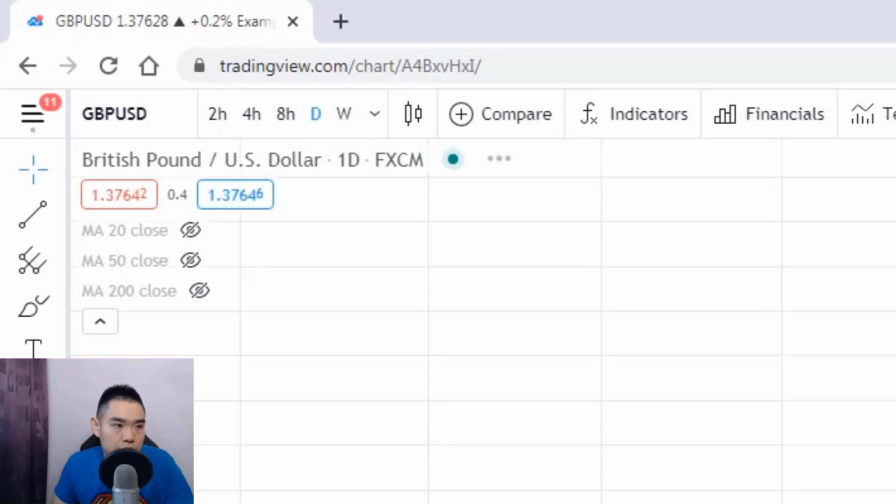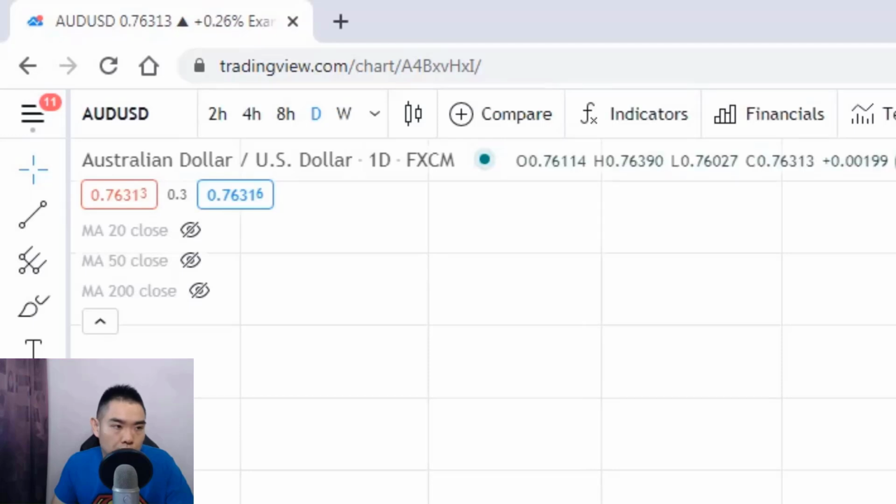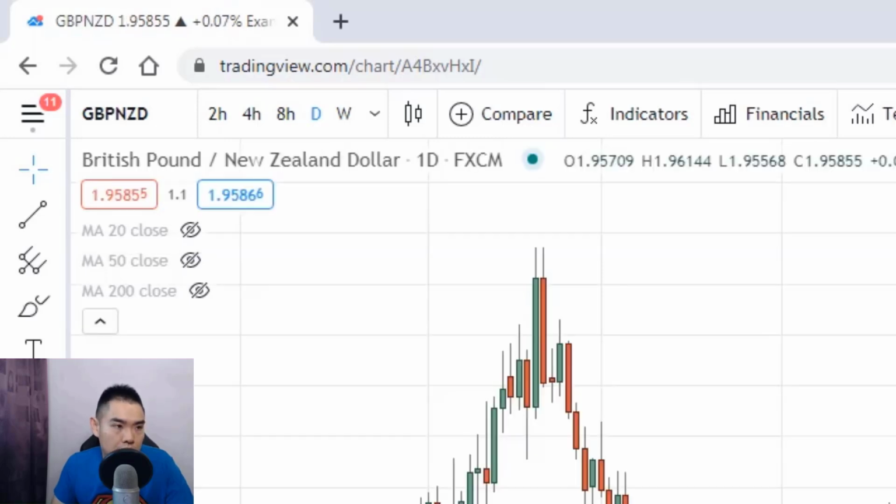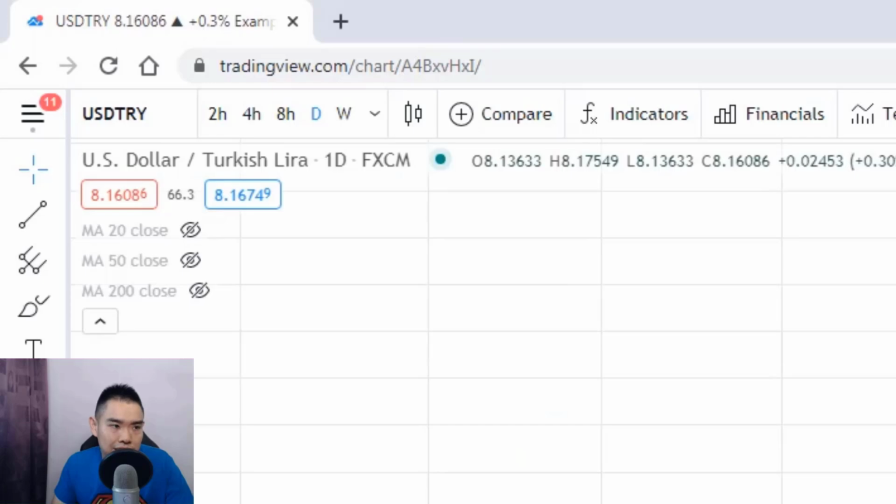If you look at GBP/USD, the spread now is about 0.3. It's moving up and down. Just pay attention to this portion here, about 0.5. And if you look at the Aussie against the dollar, it's about 0.2 right now. But what if you look at other currency pairs? Maybe something like a cross-currency pair like GBP/NZD. The spread here is now 1.2. If you look at something exotic like the dollar against the Turkish lira, it is 66.3 pips.